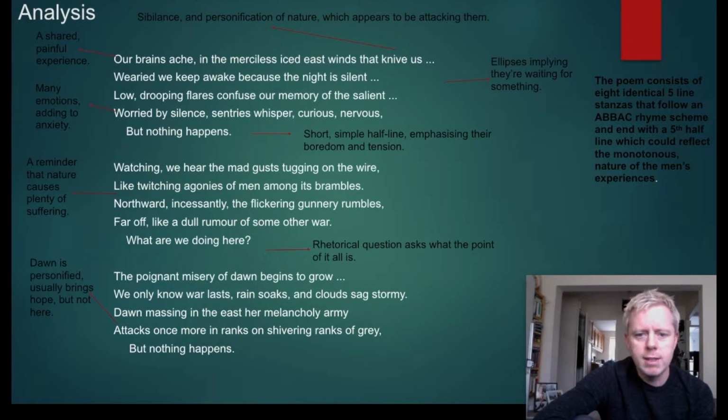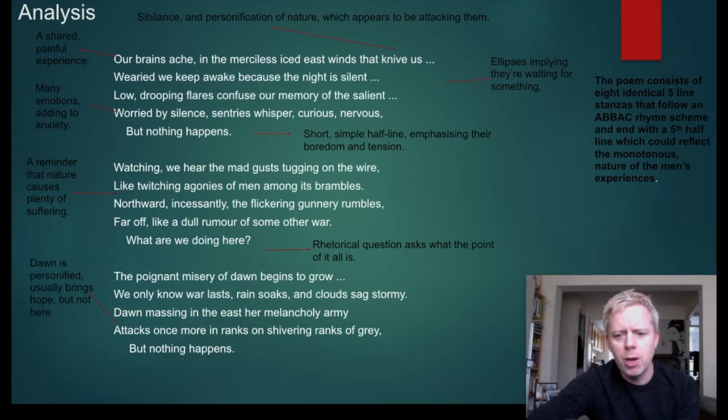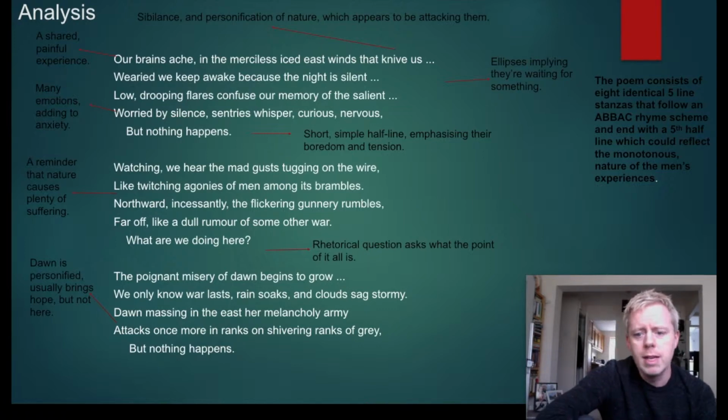It was relentless. Look at the ellipses at the end of each of these lines. So there's your method, the ellipses. What's that implying? Well, that they're waiting for something. It's not over. What are they waiting for? Well, they're in the front lines. They're in the trenches in World War I. So they're waiting to be attacked, or they're waiting to just suffer continuously, endlessly.